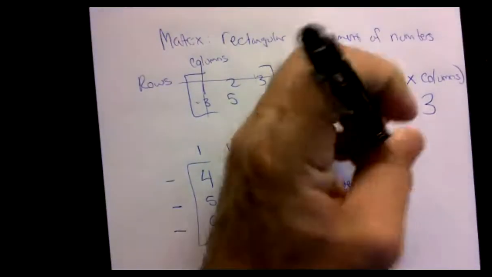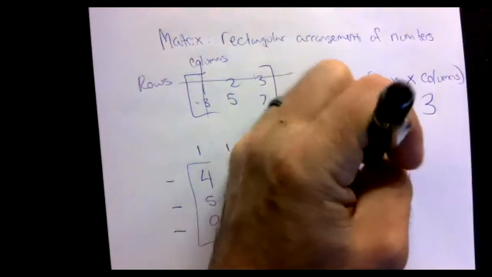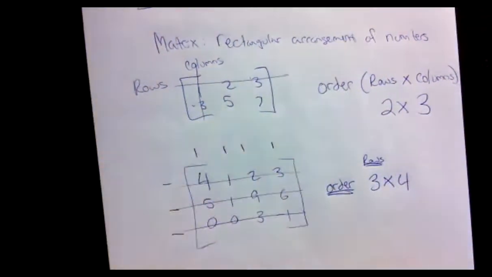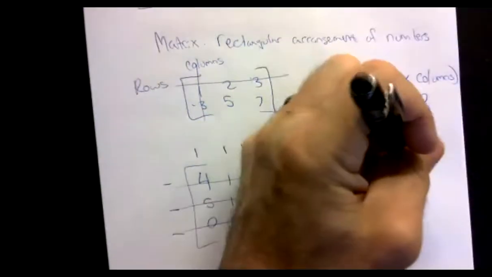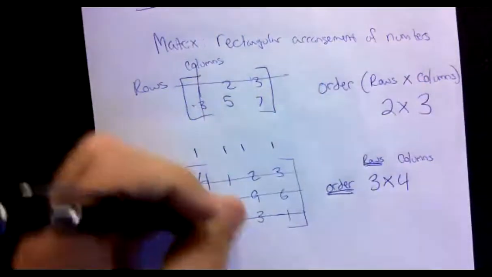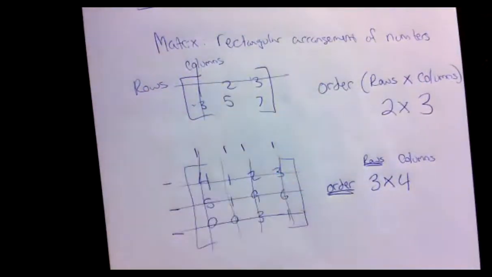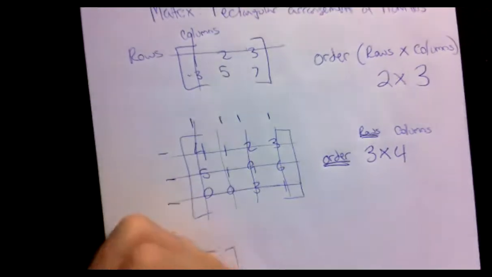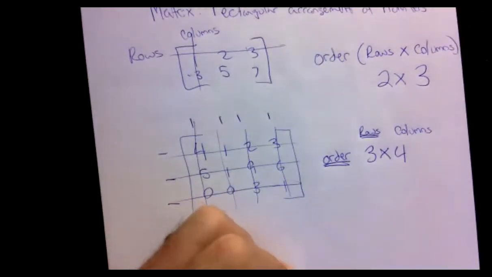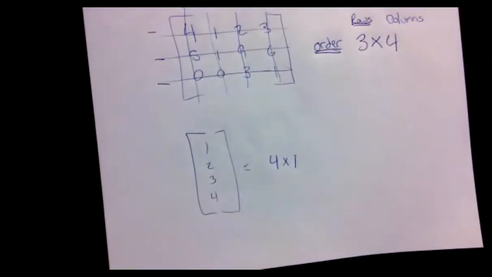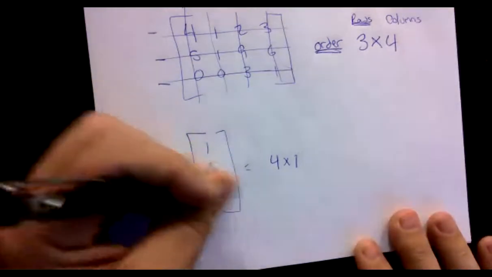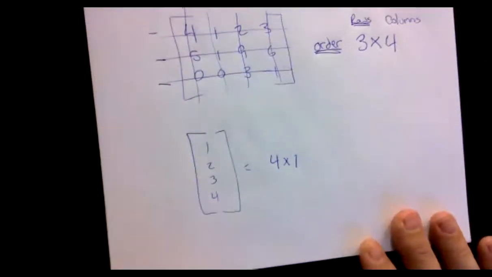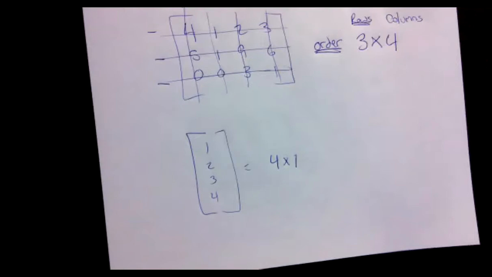Okay, we always do the number of rows first. Again, the rows are the left to right. Then we give the columns second. The columns are the up and down. So this would be an example of a 4 by 1. You would have 4 horizontal rows. You only have 1 column.